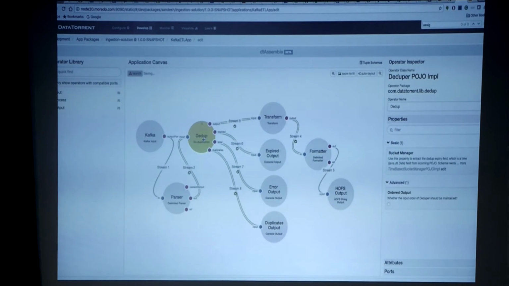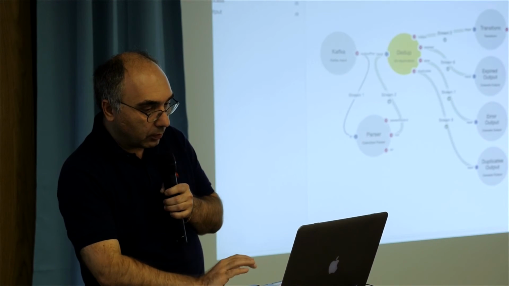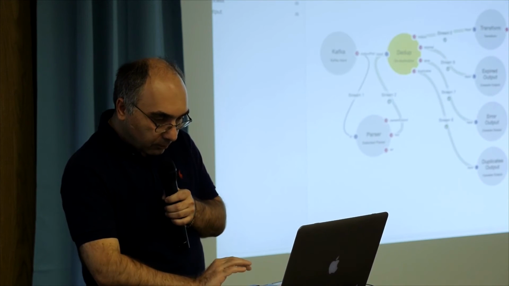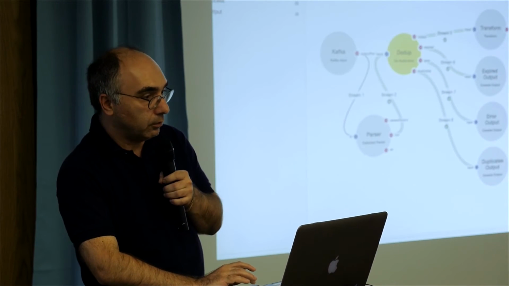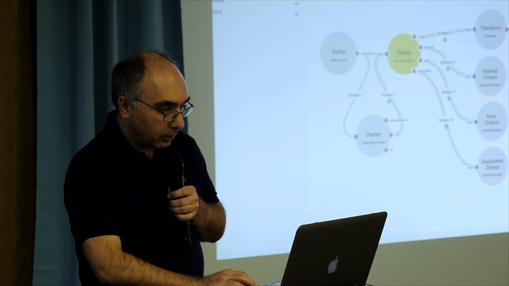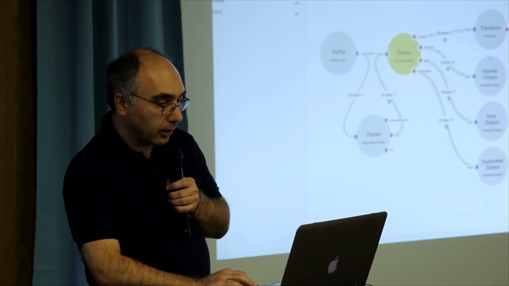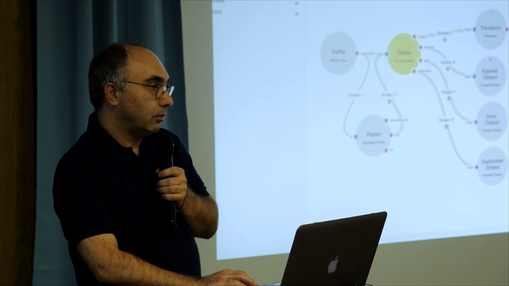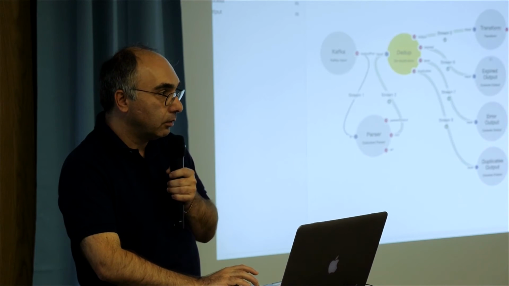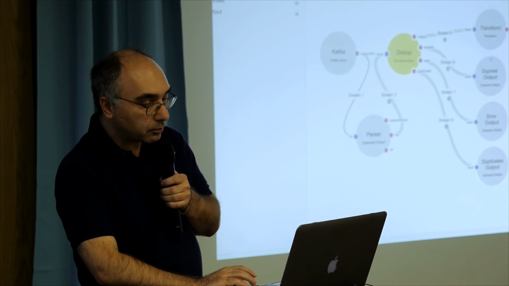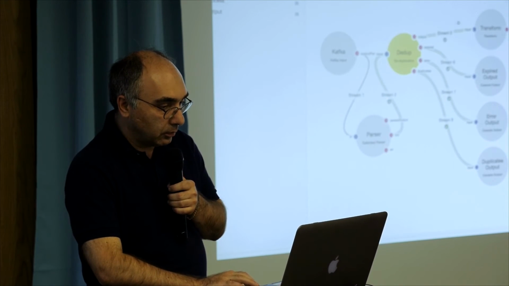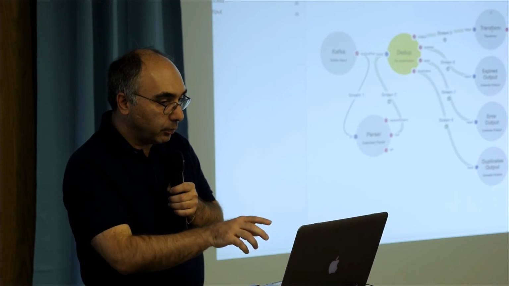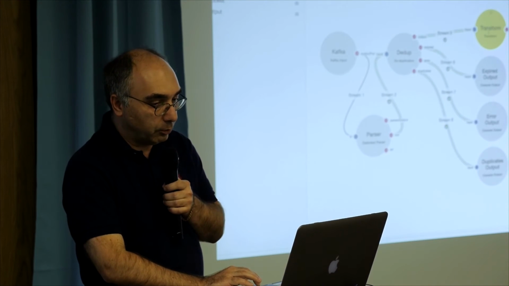Then it goes to dedupe. Basically it uses fields to identify objects and filter duplicate objects. There are a few operators, like error streams or expired objects, that get redirected to the console output operator, which simply outputs all the tuples that it receives to the log file or stdout. And the main pipeline goes here to the transform operator.